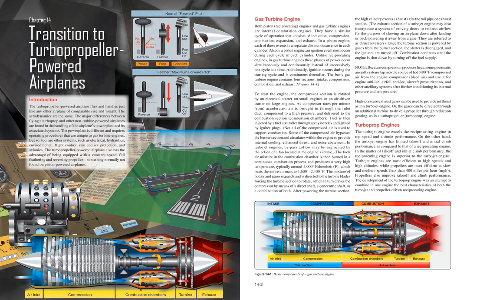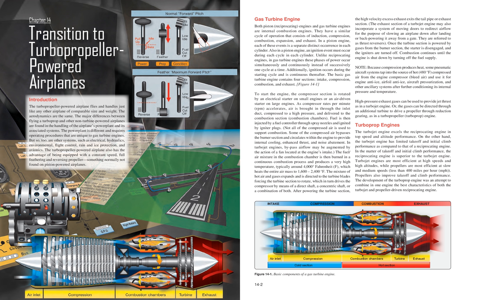Unlike reciprocating engines, in gas turbine engines these phases of power occur simultaneously and continuously instead of successively one cycle at a time. Additionally, ignition occurs during the starting cycle and is continuous thereafter. The basic gas turbine engine contains four sections: intake, compression, combustion, and exhaust. Figure 14.1. To start the engine, the compressor section is rotated by an electrical starter on small engines or an air-driven starter on large engines.